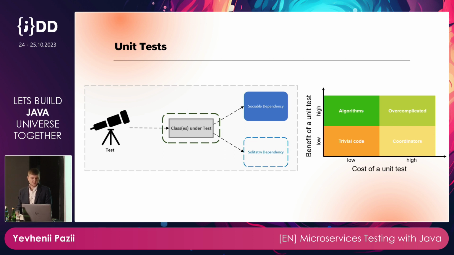So next ones coming are coordinators. The same idea, like services or classes that are calling a couple of other things and have almost no logic. The next ones are so-called overcomplicated. It might be some huge piece of code, some legacy code that does a lot of work, maybe not written so well, but still they are a really good candidate for unit tests.